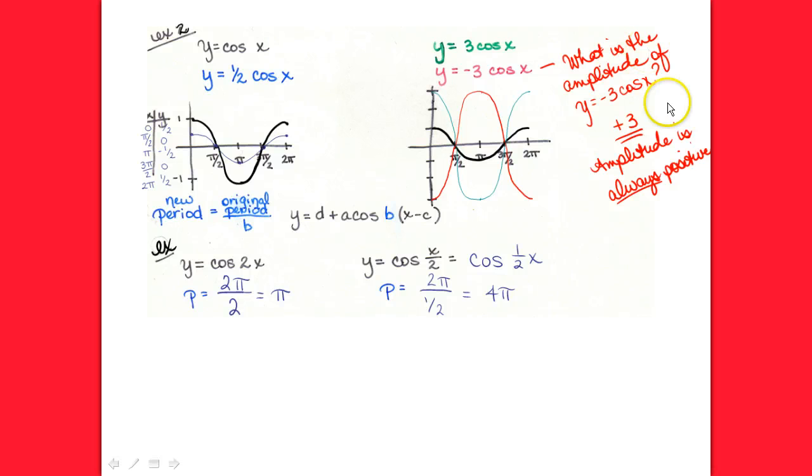Now, one other thing up here about amplitude that I just want to point out to you: amplitude is always a positive value. So when you're looking at y is equal to negative 3 cosine x, if they ask you what's the amplitude of that, it's going to be positive 3, because I'm still saying my maximum 3 minus my minimum negative 3 divided by 2, that's still going to give me a positive 3. Amplitude is always positive.